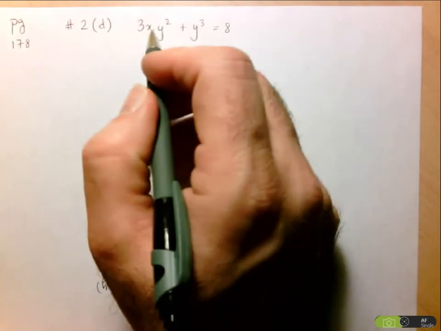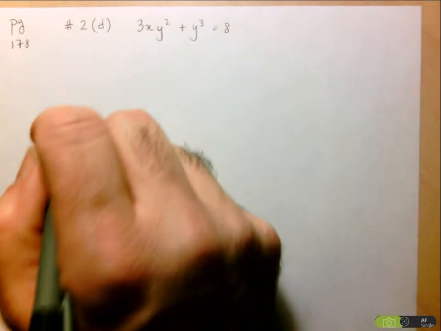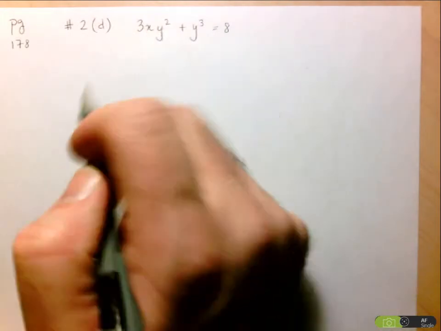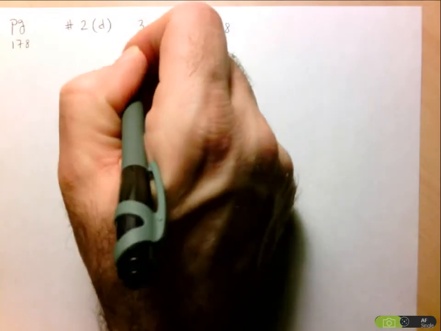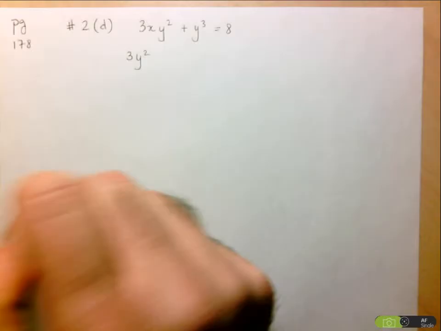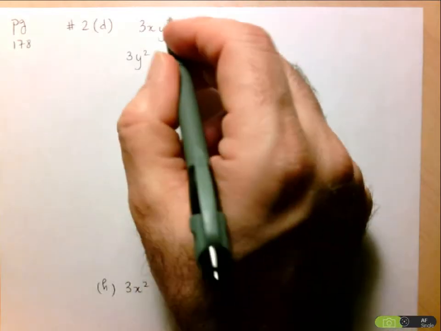So let's take the derivative of the left. Start with that first expression. We're going to have to use the product rule since we've got the product of two functions here, 3x and y squared. So let's take the derivative. The derivative of 3x is just 3, and then times the second function, y squared. Okay, and then we've got plus the first function, 3x, times the derivative of y squared.